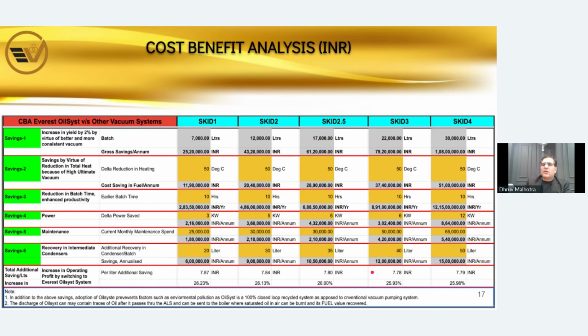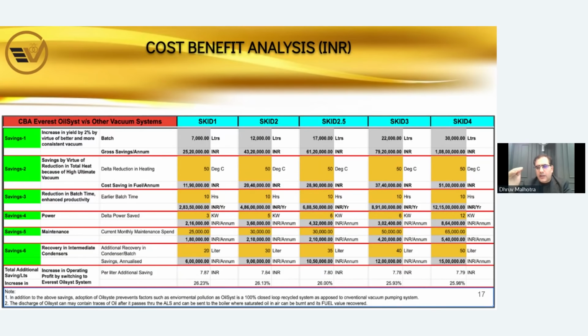So this additional recovery the customer could also reuse or sell, and it saved him about 12 lakh Indian rupees. When we consolidated this whole saving for the customer, we observed that originally the customer was charging 30 rupees INR as processing cost per liter. Just by these savings, he was able to save an additional 7.78 INR, which was 25.93% in this particular case.